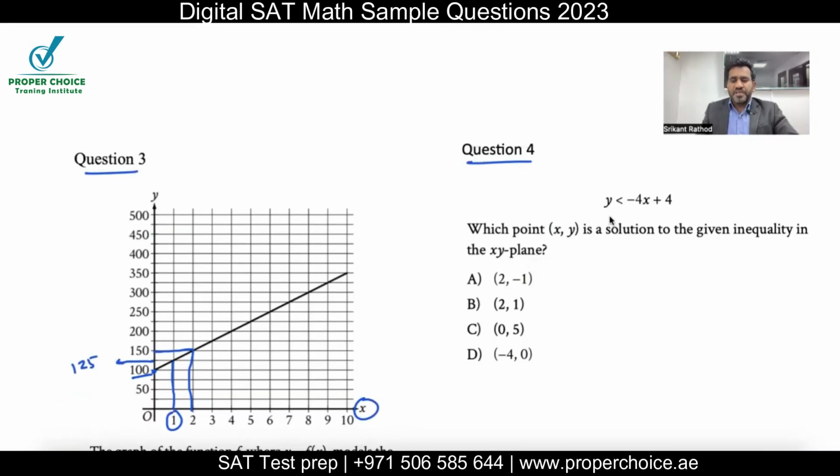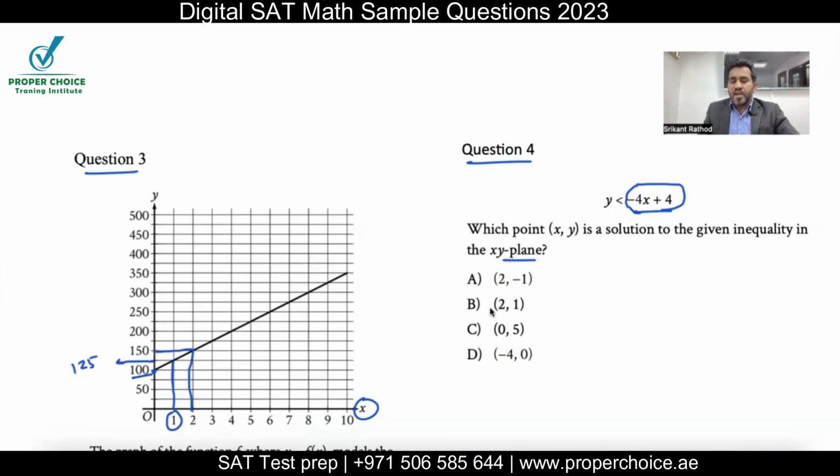Question number 4 says, y is less than minus 4x plus 4. Which point (x, y) is the solution to the given inequality in the xy plane? What we are trying to say here is the value of y should be less than this entire expression. And that is true only if x is negative. Why are we saying so? Negative multiplied by negative turns out to be positive. So that whole expression's value turns out to be positive. And that is true only if x is negative.